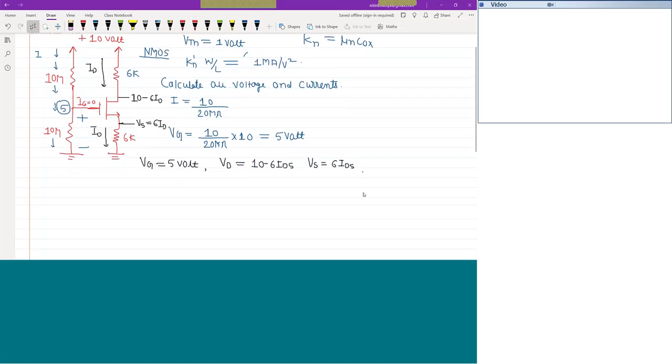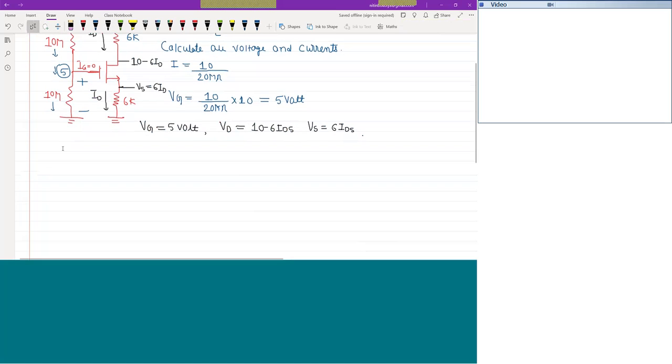Now I can have the value of current. Let's say our transistor is working in saturation region, है ना? Assumption हमेशा यही रहेगा. Let's say transistor is working in saturation region.